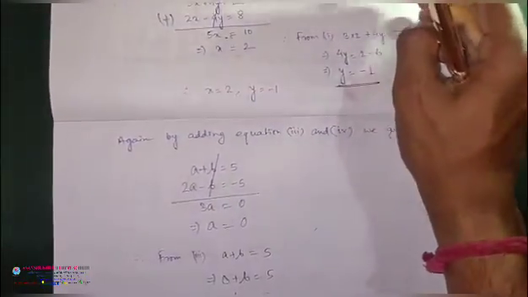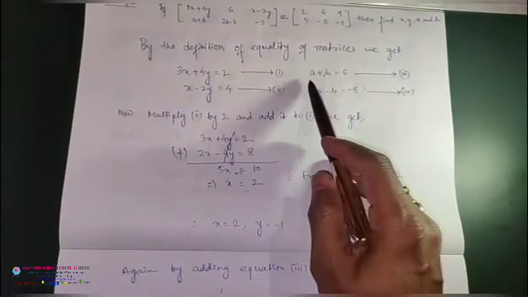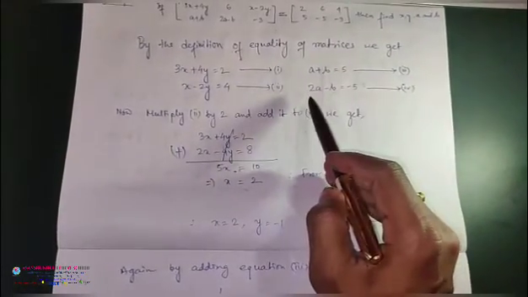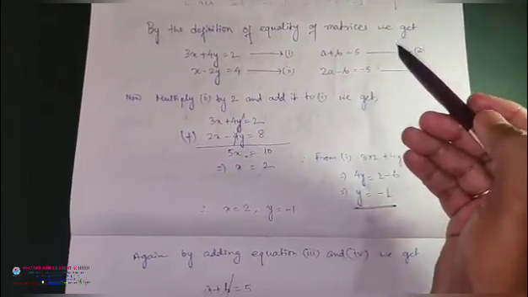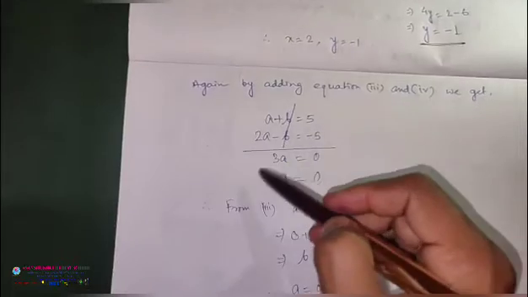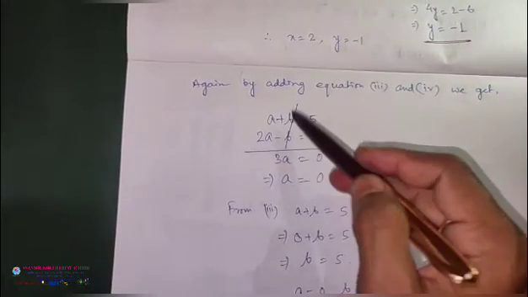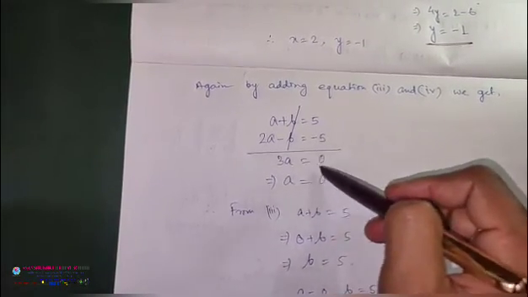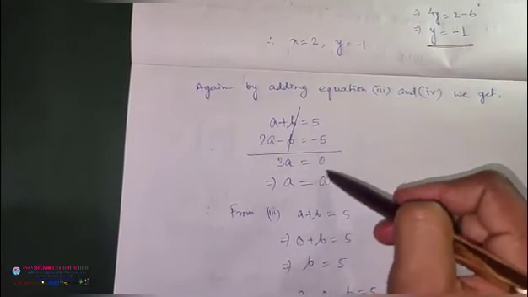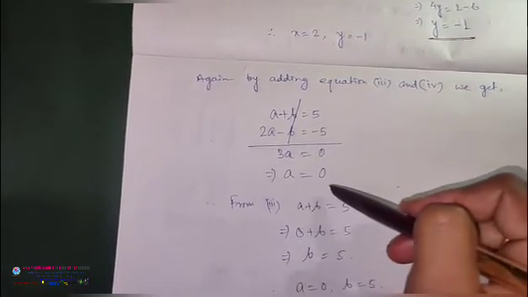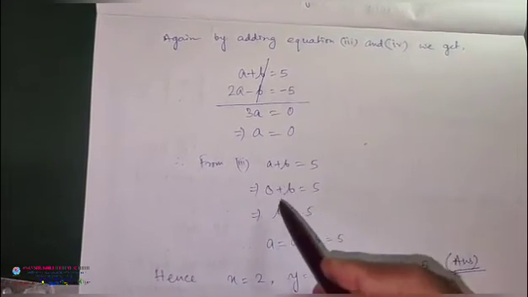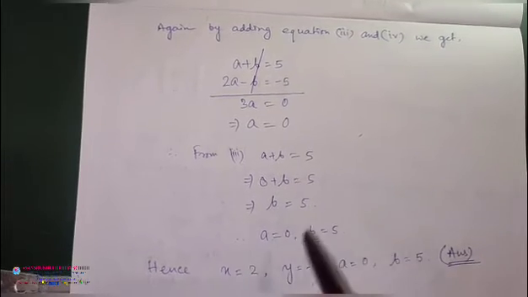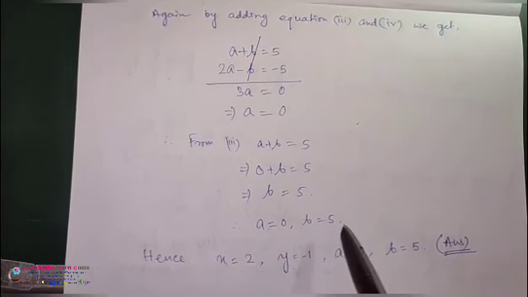In the same manner, we solve equation number 3, that is a plus b equals 5, and equation number 4, 2a minus b equals minus 5, by the method of elimination. Here plus b and minus b cancel, so a plus 2a, that is 3a, equals, plus 5 minus 5 cancel, 0. So 3a equals 0 implies a equals 0. Now from 3, if we put the value of a equals 0 here, we are getting b equals 5. So the value of a equals 0, b equals 5.